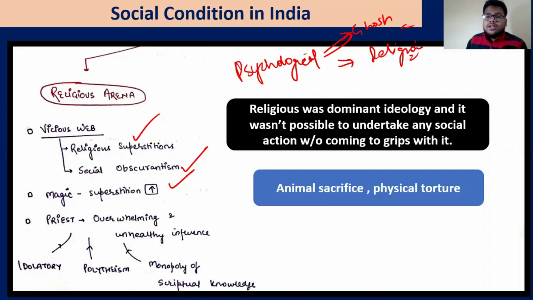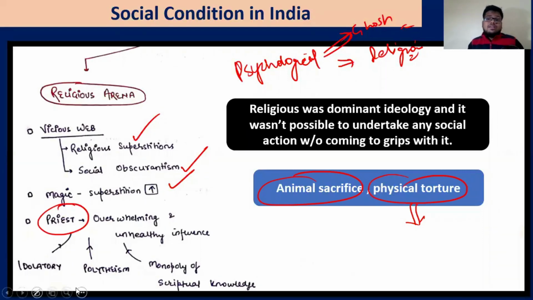Religion was the dominant ideology. It was seen in almost each and every act of the day, each and every social thing that we do, each and everything that we do on a personal level. Religion was a very dominant ideology. For example, animal sacrifice, some sort of physical torture was also there. For example, you can see in some of the festivals in different communities, some physical torture is there, right? The priests had an overwhelming and unhealthy influence over the people.